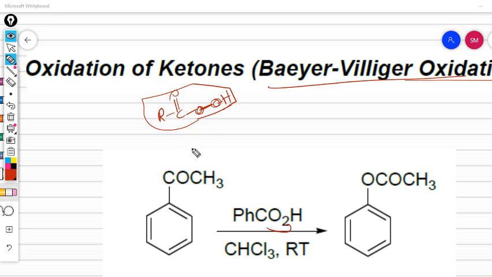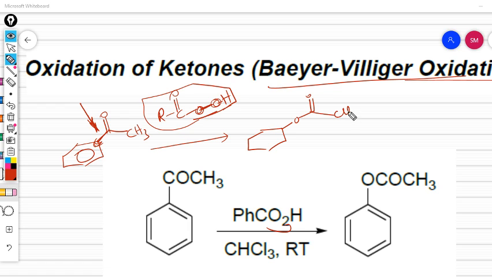Peracids, if they are treated with carbonyl systems, whatever the carbonyl may be, in the presence of peracid, are going to oxidize in a manner where oxygen is going to exist between the carbonyl and the carbon that is attached, resulting in the carbonyl being converted into an ester.